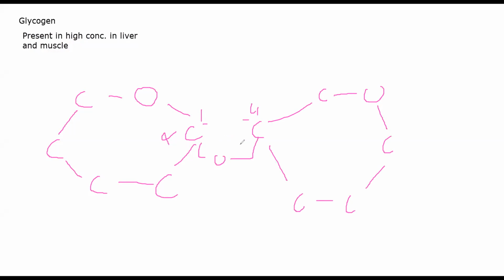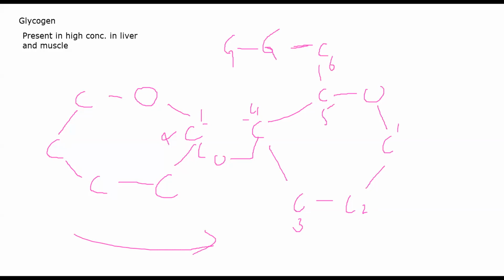And if you are having branching, glycogen will have branching on the sixth carbon. If you remember, this is 1, 2, 3, 4, 5, and this is the sixth carbon. Branching will occur from here. So this will be attached to another glucose structure, and this branching goes on and on. This way, 1 to 4 is a linear structure wherein it will go in a straight line. If you are having branching, that will be an alpha 1,6 linkage.